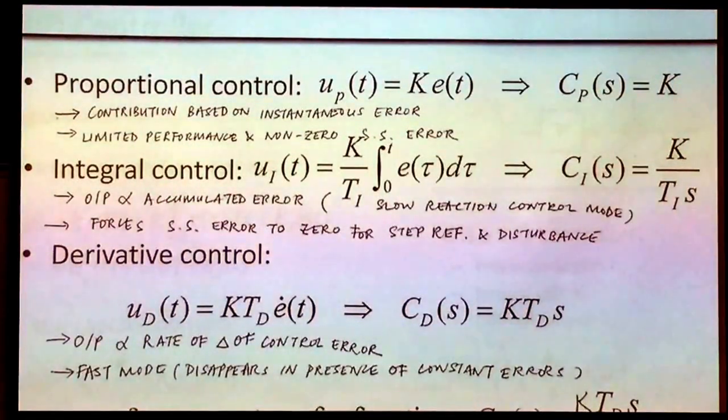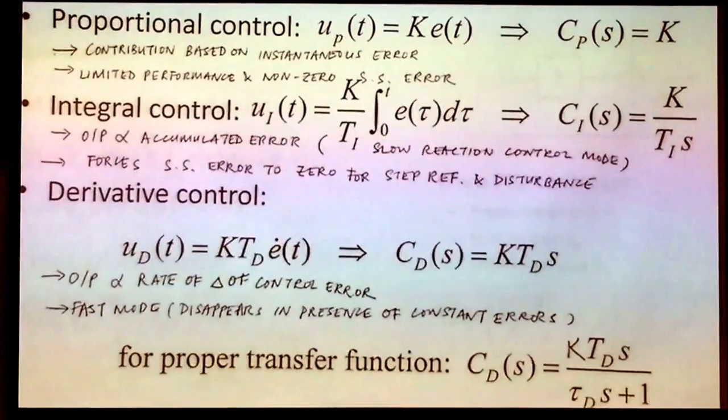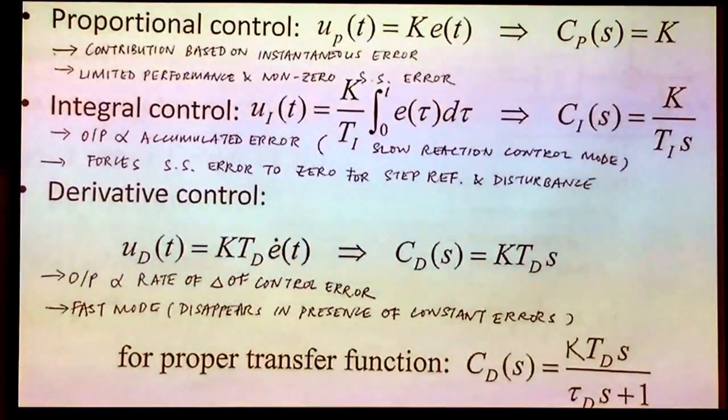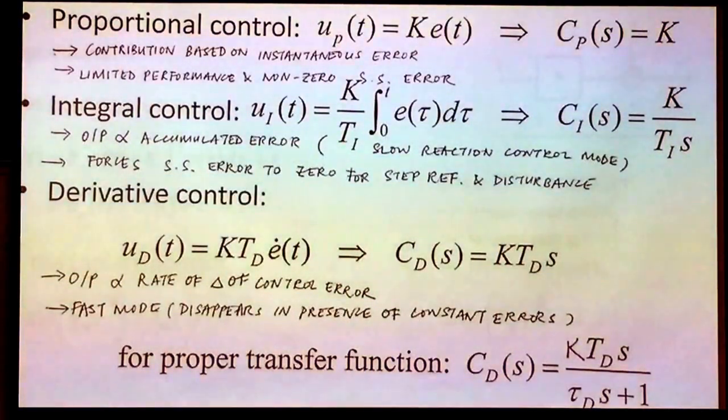Derivative control, Ud is Kd times the derivative of the error. After the Laplace transform, you end up with Cd, which is K times Td times s. So the output is proportional to the rate of change of the control error. This reacts to fast modes, because you can imagine your control error may go up and down, up and down. If you take the derivative, it goes positive, negative, positive, negative, and this is very fast changing. So it's a very fast reaction.